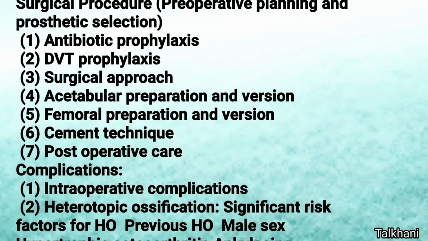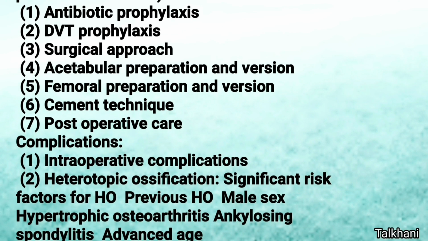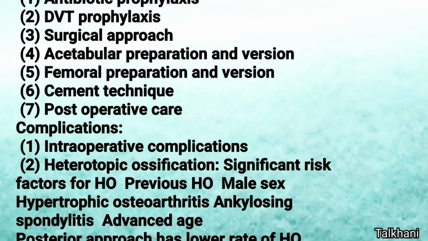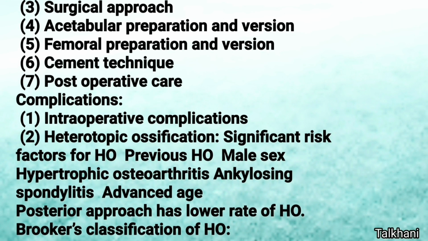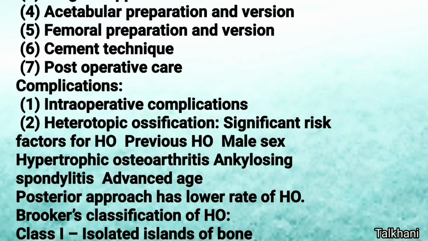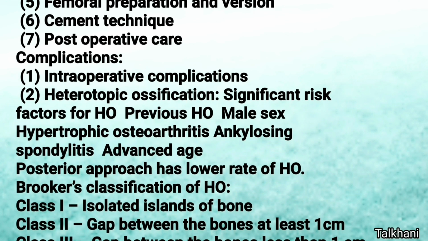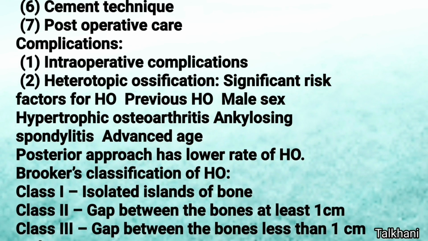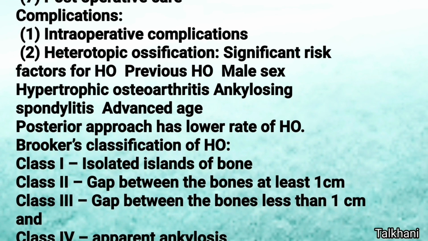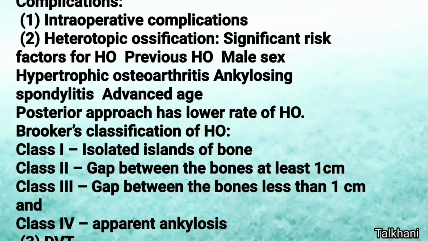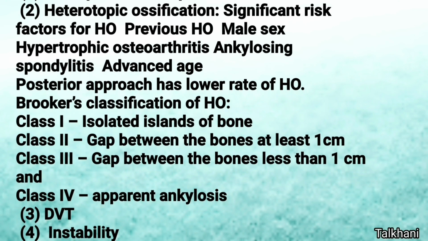Complications of hip arthroplasty are: 1, intraoperative complications. 2, heterotopic ossification. Significant risk of heterotopic ossification is present in patients who have had previous heterotopic ossification, male sex, hypertrophic osteoarthritis, active ankylosing spondylitis, and in patients who are of advanced age. Posterior approach has a lower rate of heterotopic ossification.